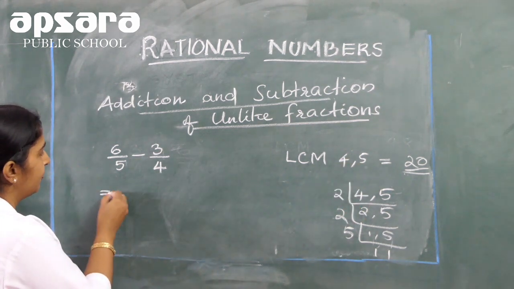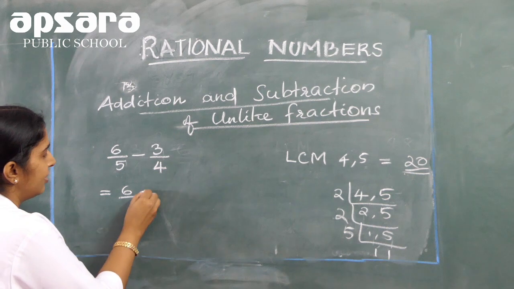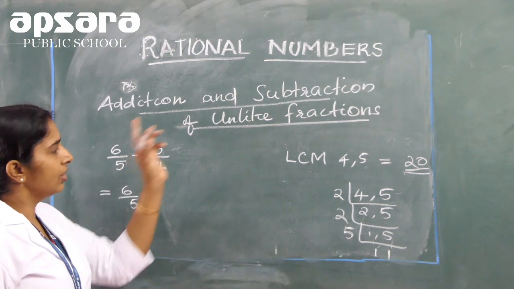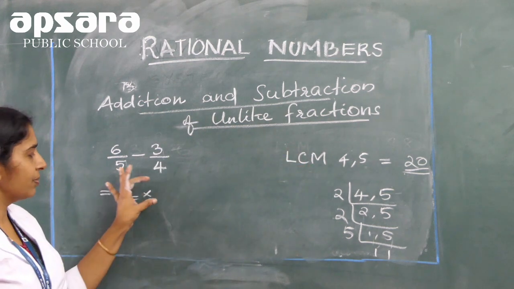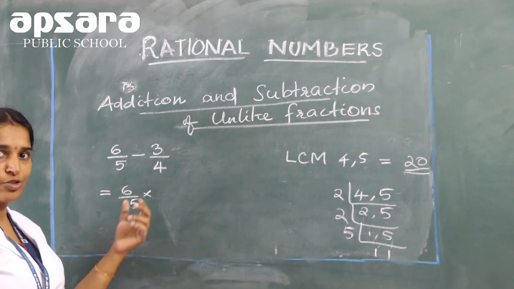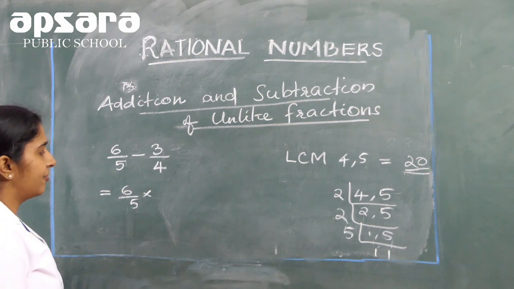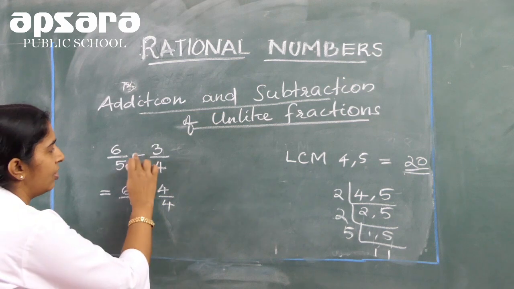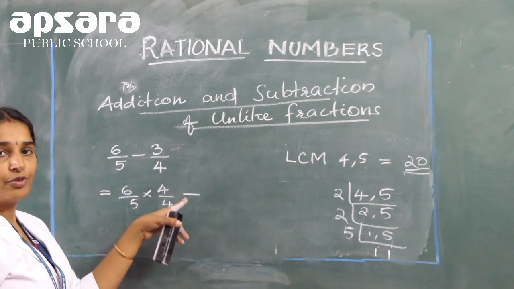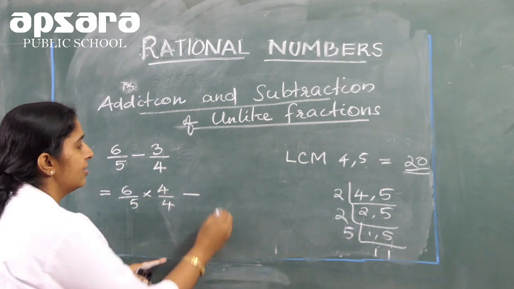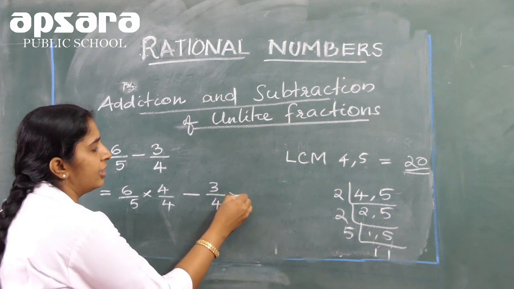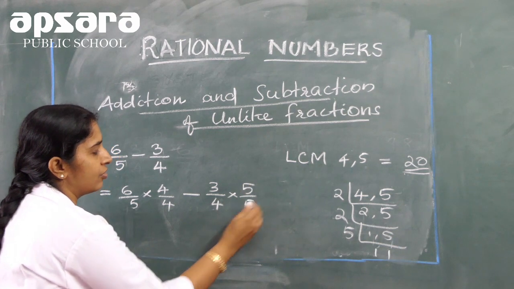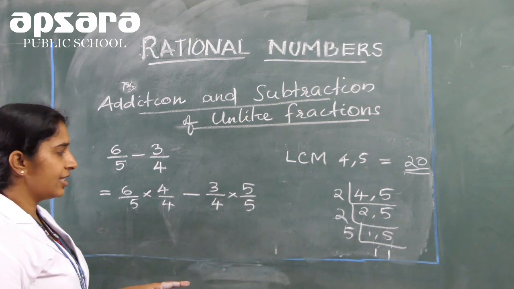So let us continue. 6 by 5: find its equivalent fraction where the denominator will be equal to 20. What should be multiplied with 5 to get 20? 4, right? So 4 by 4. Okay, the first one is over. Minus, we have to go for subtraction. Minus 3 by 4 into, multiply with 5 by 5. So that 4 into 5 will give 20.